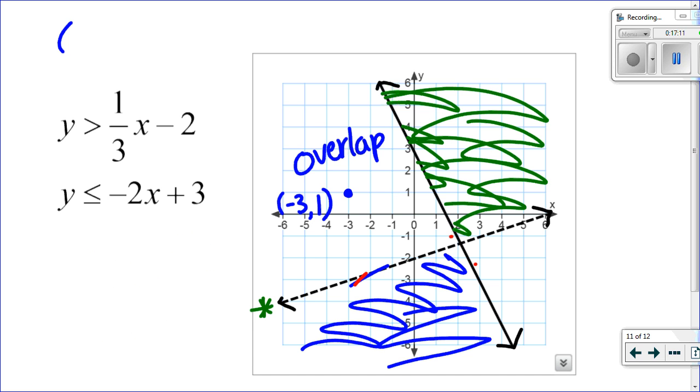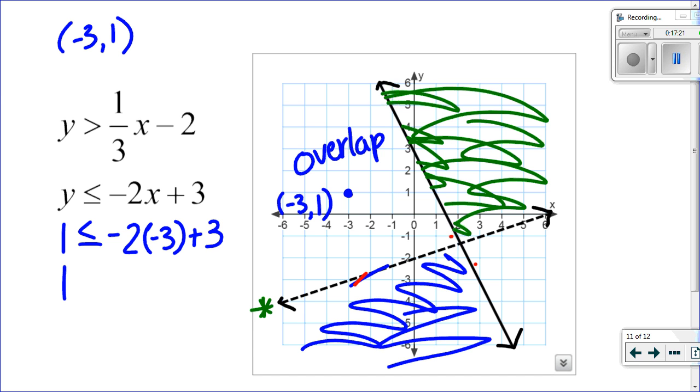Same point for both. So I have 1, and this time it's less than or equal to negative 2 times negative 3 plus 3. So 1 is less than or equal to 6 plus 3. 1 is less than or equal to 9. Again, check, that is a true statement.